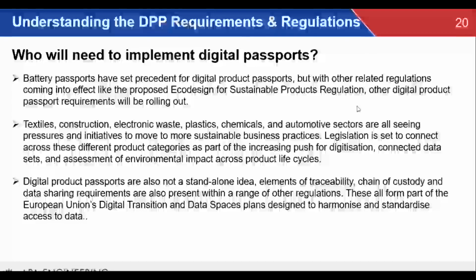Like I mentioned in the last slide, these textile, construction industries, electronic waste, plastic, chemicals, and automobile sectors are all seeing pressures and initiatives to move to more sustainable business practices. And digital product passports are not a standalone concept. A number of other legislation also include traceability, chain of custody, and data sharing requirements.